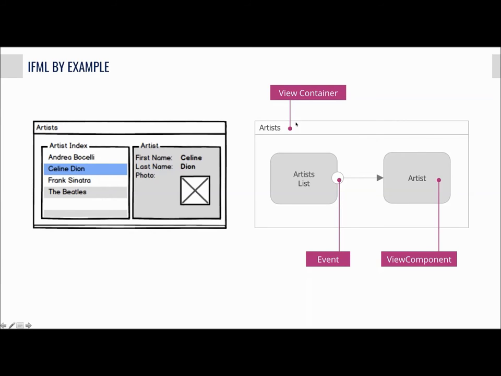So at the end, we are exactly using the elements I mentioned before, the view container, the event, and the view components, and the user interaction in the middle, to describe the dynamicity of the interaction. This is all about IFML in a very basic sense.